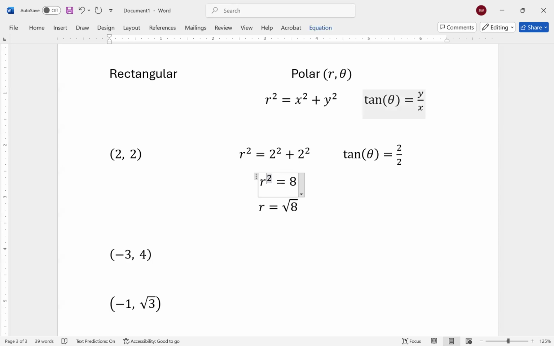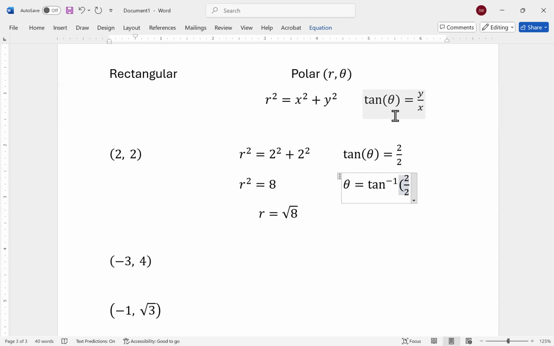When I go ahead and solve for that, I would do the inverse tangent, which is the actual value for theta. Now, the reason why I'm doing this, and I'm being a little bit careful here, is that the inverse tangent of 2 over 2 is equal to theta. That is because I know this point is in the first quadrant. When I type in inverse tan of 2 over 2, I get roughly 0.79 as my theta.